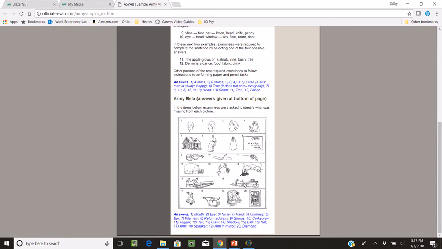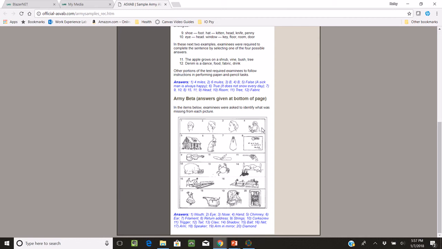The Army Beta, like I said, was created to take out the verbal requirement, the written test. A person would work with the individual taking this test and ask them questions such as, what is missing in this picture? And you can see from this that there are various levels of complexity in these pictures.